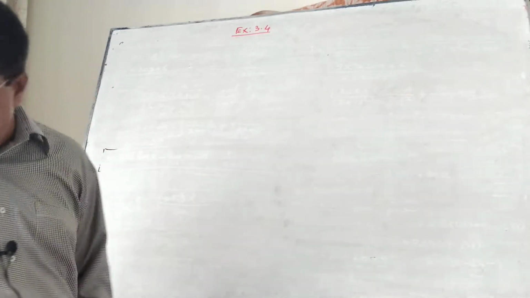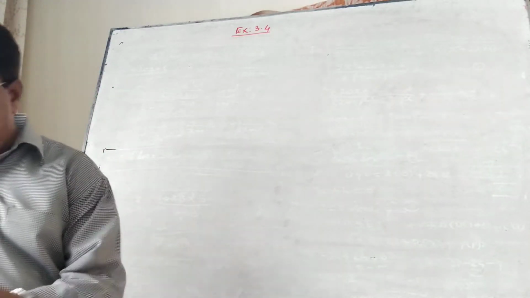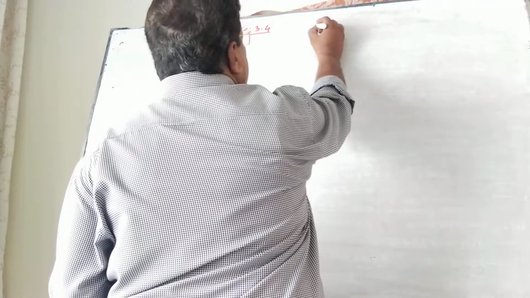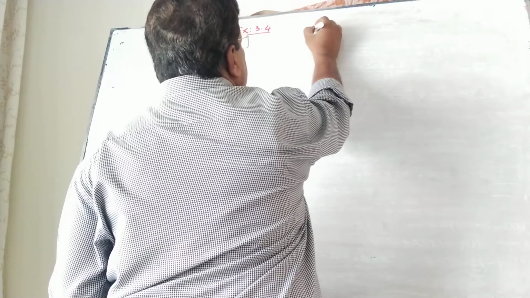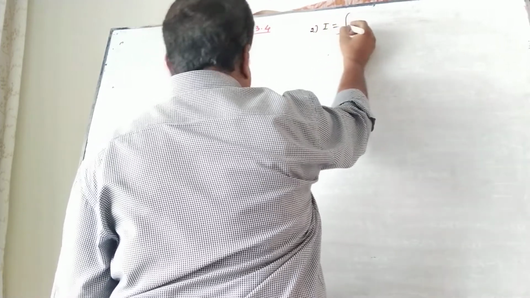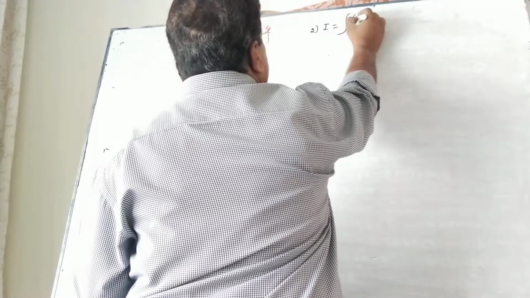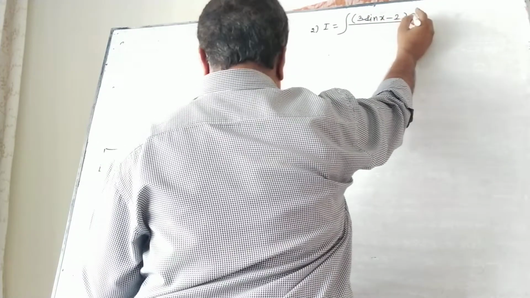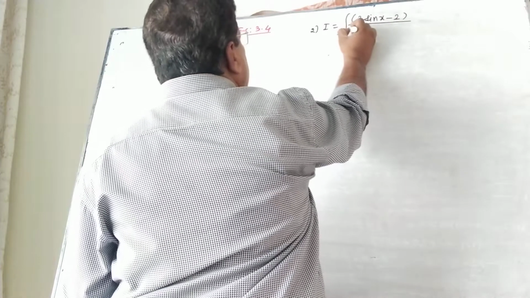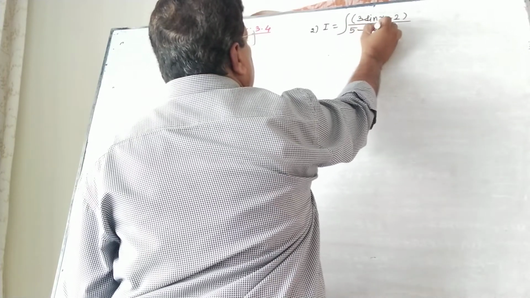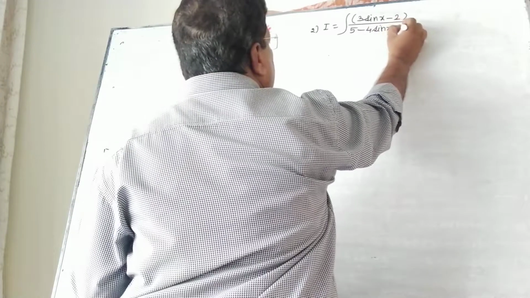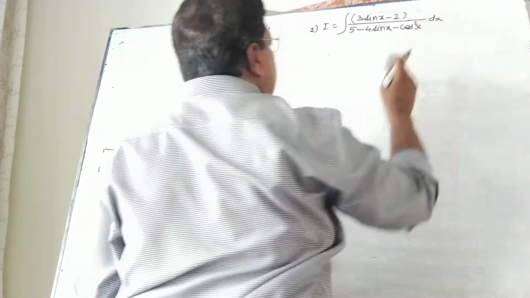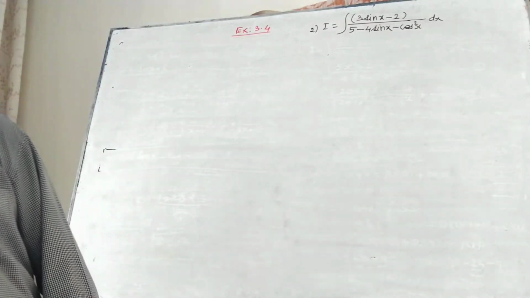Okay, next question is integration. Second one, I is equal to integration of (3 sin x minus 2) upon (5 minus 4 sin x minus cos square x) dx. So what is the first step?